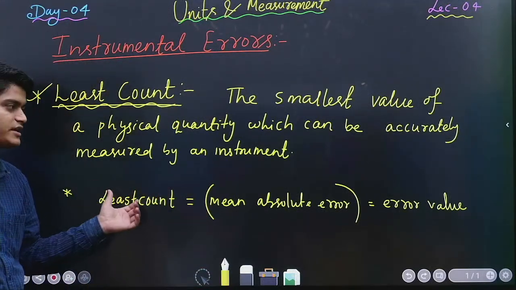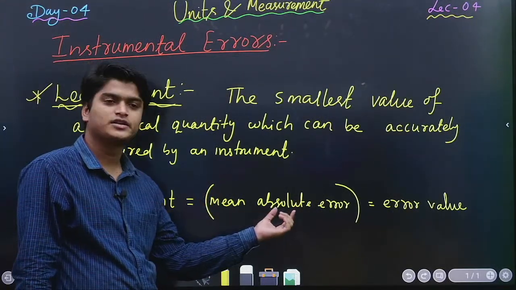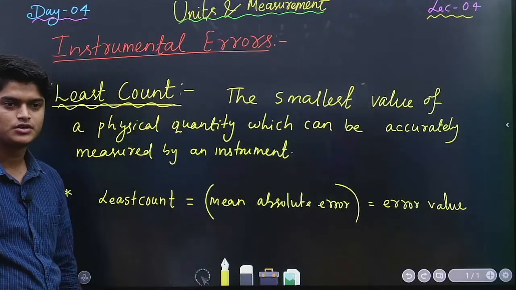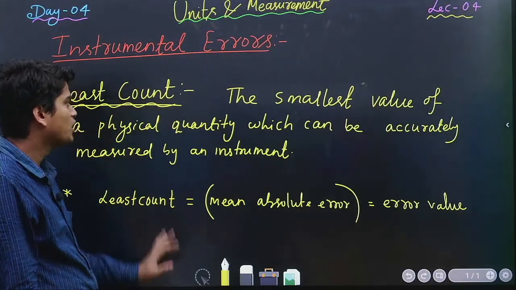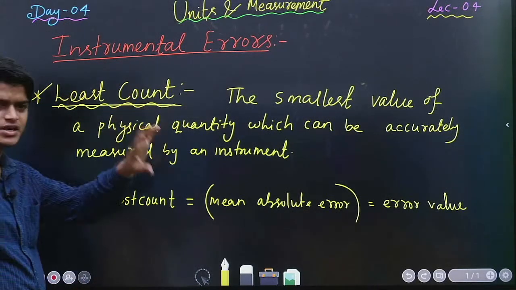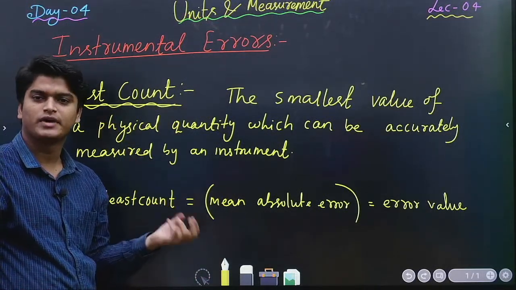Suppose in a question the least count is not mentioned, then you have to take the mean absolute error, if mentioned, as equal to the least count. So keep this idea in mind. This is about least count. Least means minimum, count means counting or measurement, so the minimum measurement you can do by an instrument.